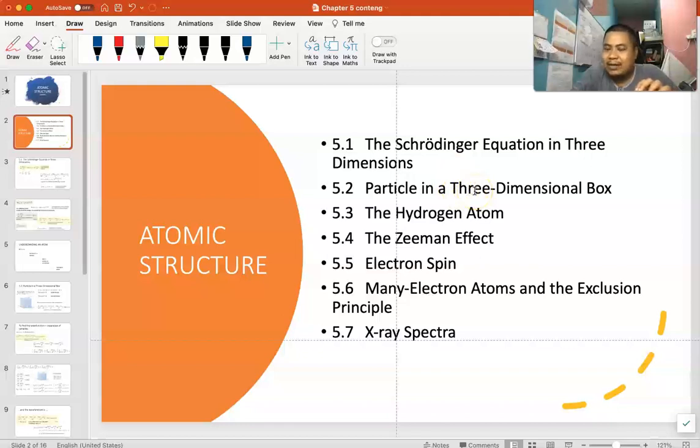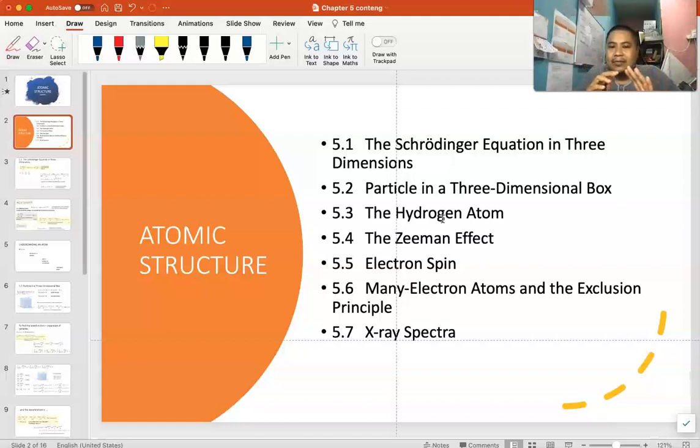In chapter 4 we went for a particle in a 1-dimensional box, right? Now we are going to the 3-dimensional box. And then after that, we will continue to the hydrogen atom. It is the simplest atom, which has 1 proton and 1 electron. So it is the simplest atom.